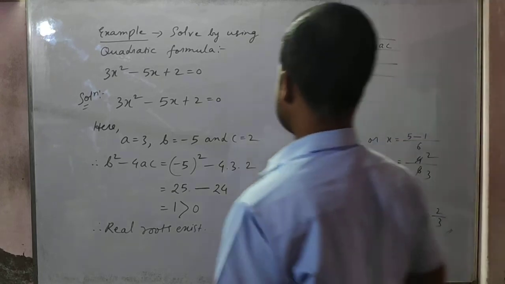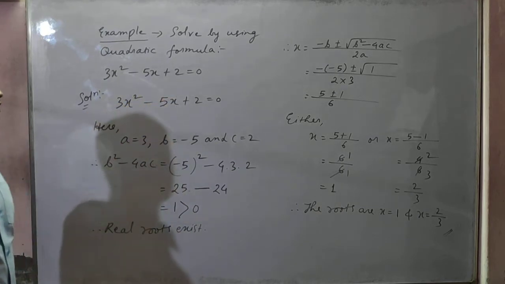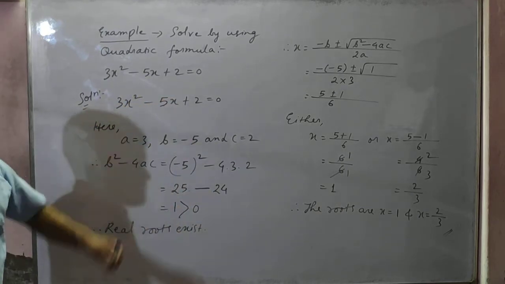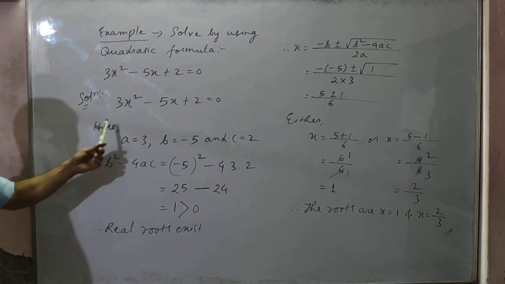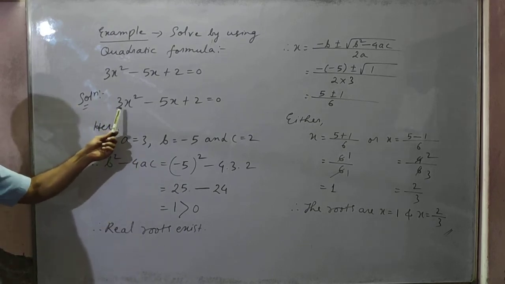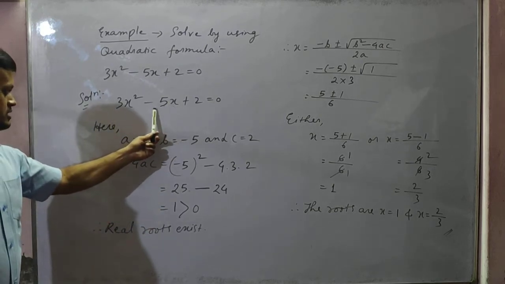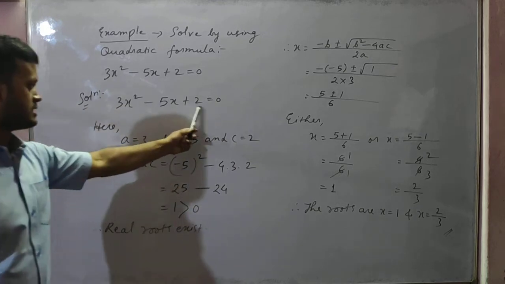So students, let us complete this. Solve by using the quadratic formula: 3x square minus 5x plus 2 is equal to 0. Here, students, what is the coefficient of x square? The coefficient of x square is 3, so a is equal to 3. The coefficient of x is minus 5, so b is equal to minus 5, and c is equal to 2.